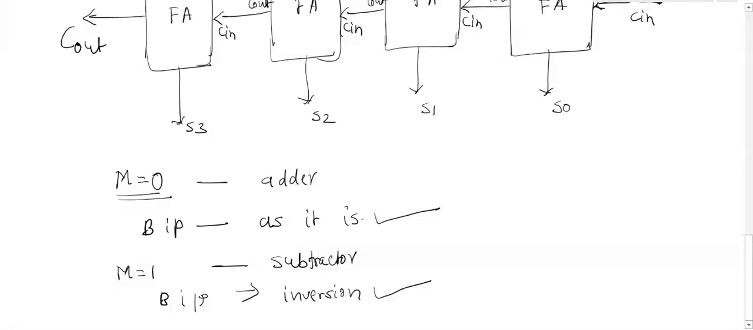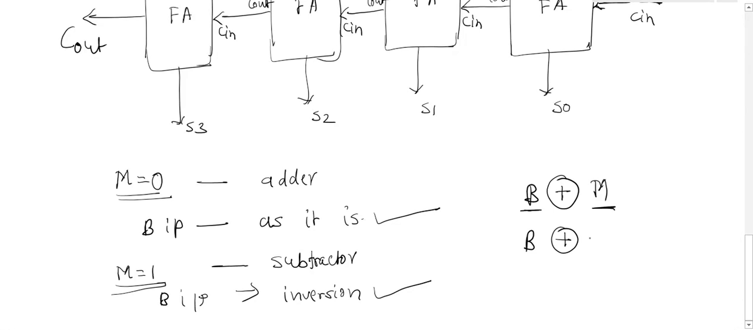Clear? Now to achieve B input as it is and B input in the inversion form, we are going to use the XOR gate. To that XOR gate, we are giving the first input as B and the second input as M. Now, when I am giving the first input as B, B may be either 0 or 1, and we are performing XOR with the M.